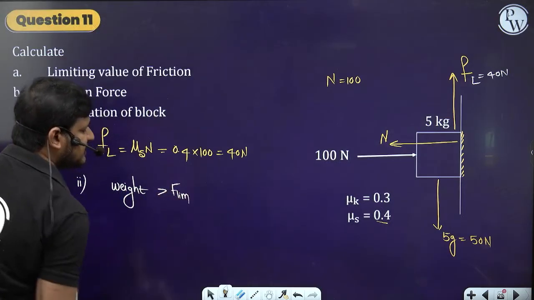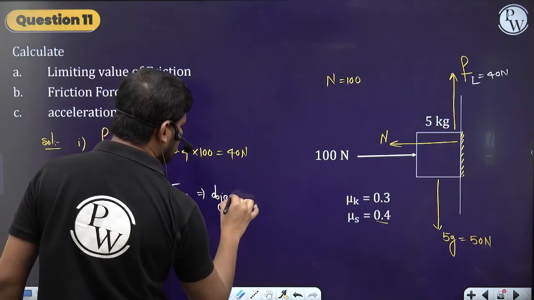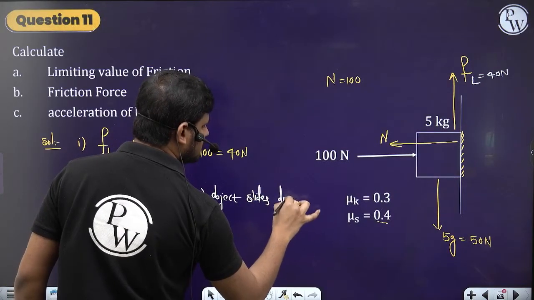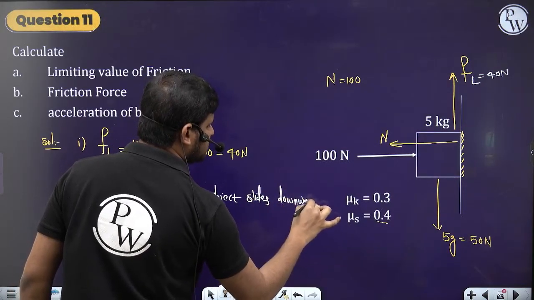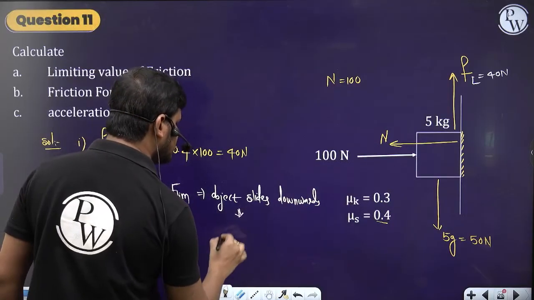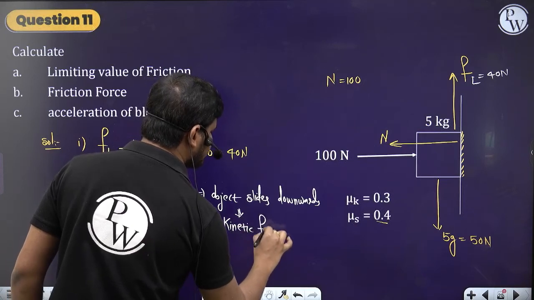Its weight is greater than F limiting, so the object slides downwards. Whenever the object is sliding downward, what kind of friction comes into the role? The kinetic friction, yes or no? So the kinetic friction comes into the role.